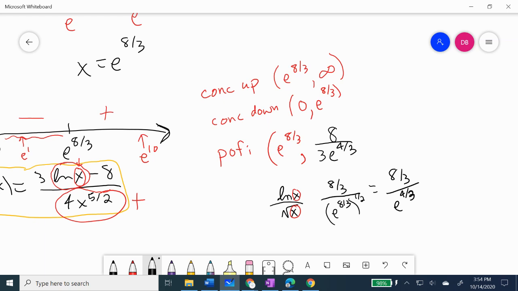The textbook wrote it as 8 thirds times e to the negative 4 thirds. Same thing. And then they just kind of approximated it.